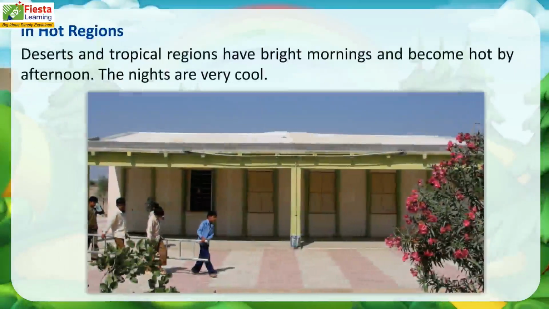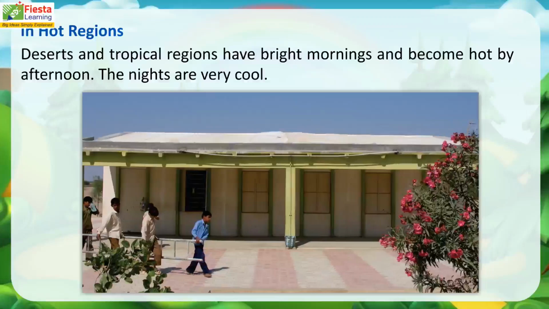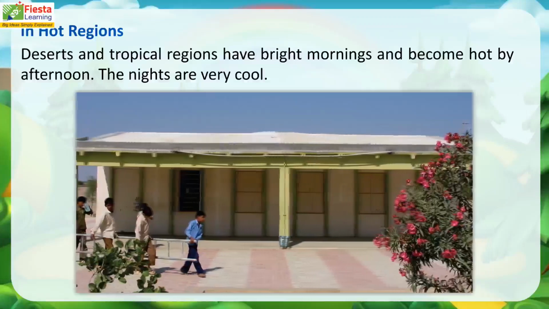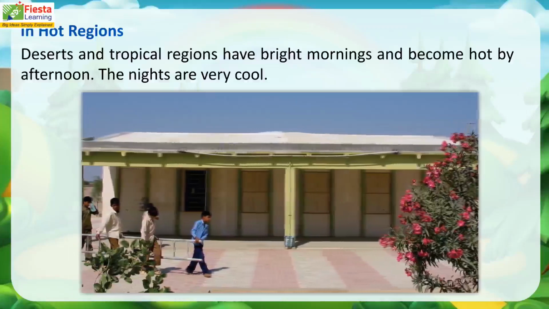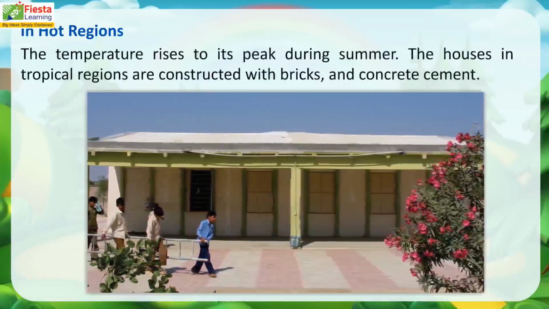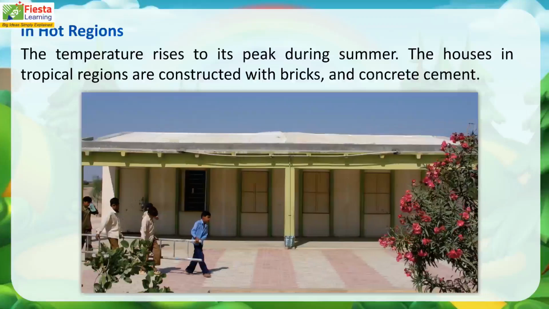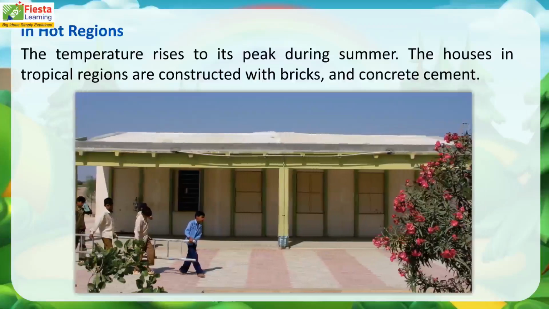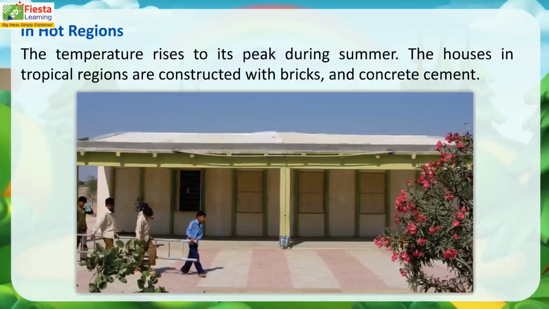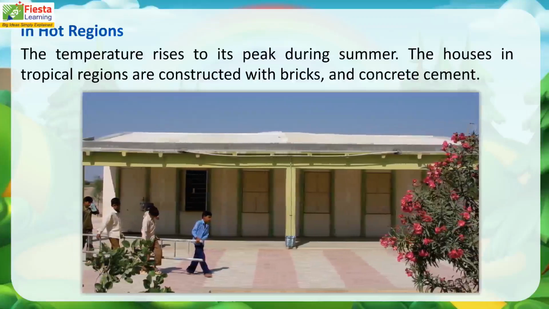In hot regions, deserts and tropical regions have bright mornings and become hot by afternoon. The nights are very cool. The temperature rises to its peak during summer. The houses in tropical regions are constructed with bricks and concrete cement.